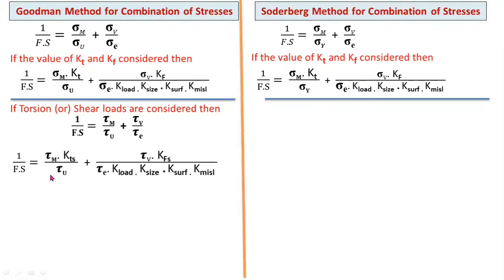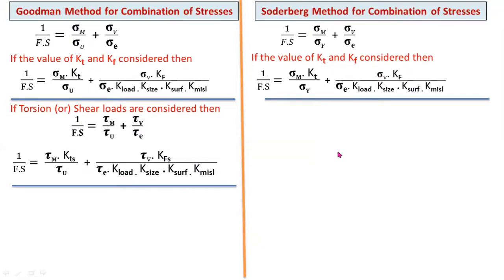In the same way, if we are considering the theoretical stress concentration factor for shear loads, KTS, and the fatigue stress concentration factor for shear loads, KFS, then the formula is like this: 1 by Fs equals tau m by tau u into KTS. Here KTS is the theoretical stress concentration factor for shear loads, and tau e is the endurance limit.